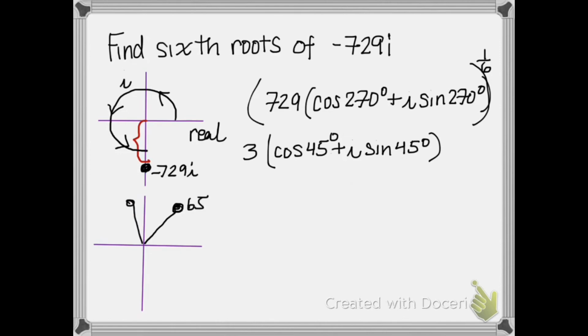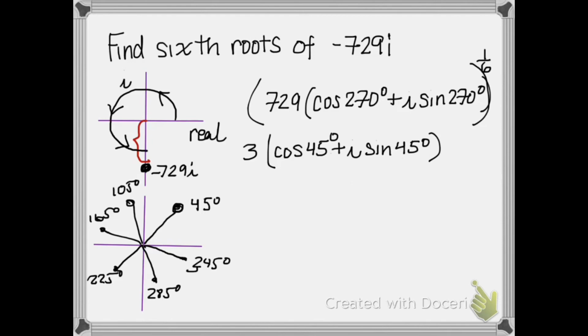This is 45 plus 60, which is 105. I'm not starting at 65, I'm starting at 45. 45 plus 60 is 105, and then plus 60 is 165. Plus 60 is 225, plus 60 is 285, and plus 60 is 345.